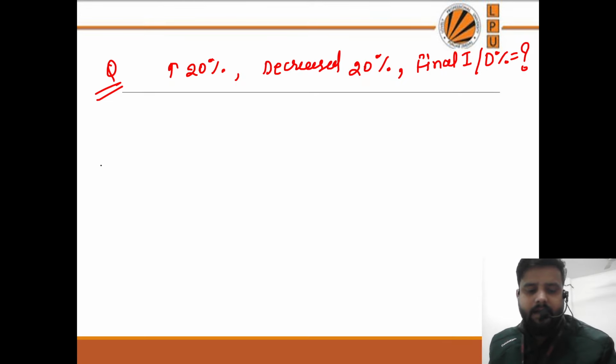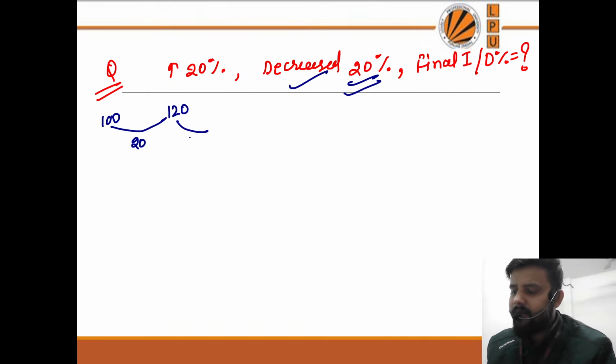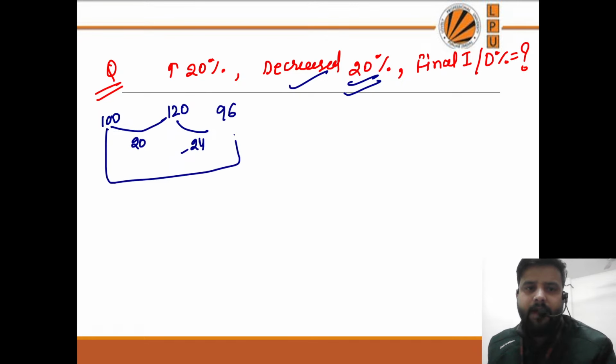If you do it with 100, you will do it like this. Starting from 100, there is an increase of 20, so it becomes 120. But now that 20% decrement will be over this. So 20% of this would be how much? 20% of this is 24. So now you will subtract this 24 from this, and you will arrive at 96. So from 100 to 96, there is a clear decrease, and the decrease is of 4%. Isn't it?